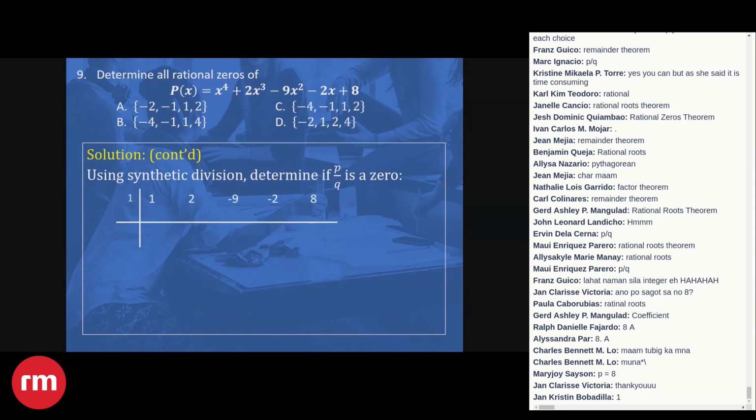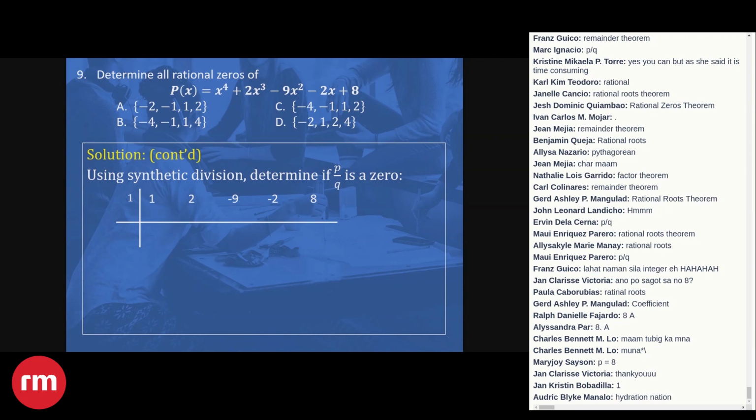Let's say, ang tinry nyo ay positive 1. So, kailan nyo malalaman kung 0?